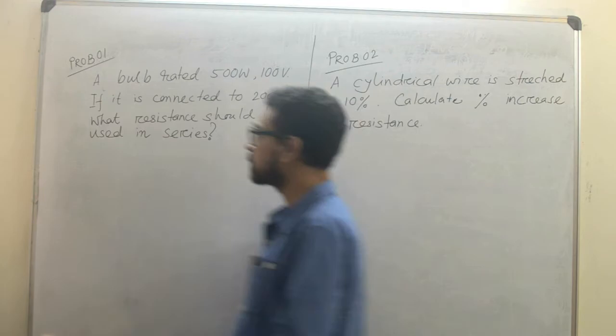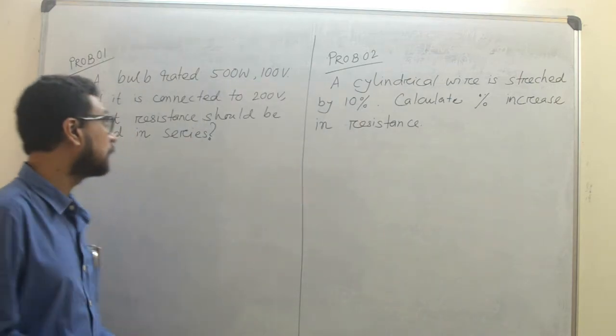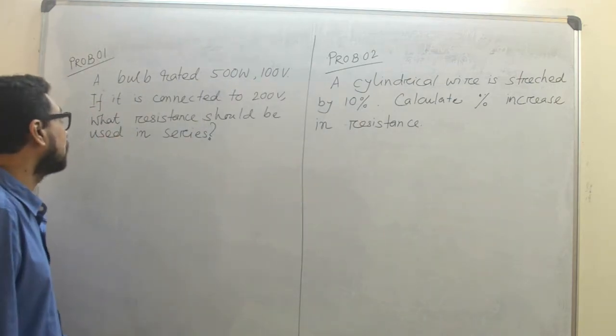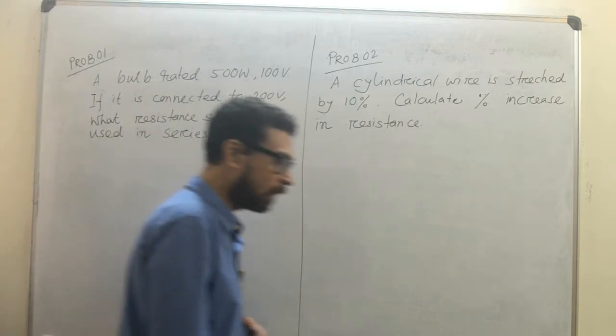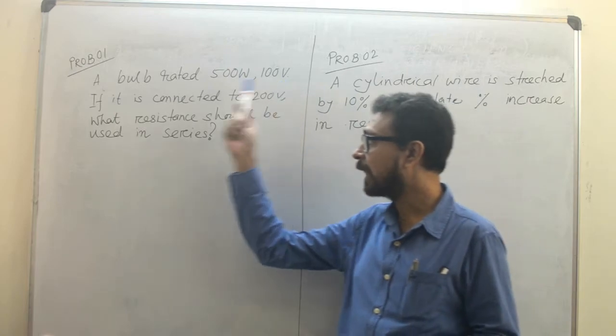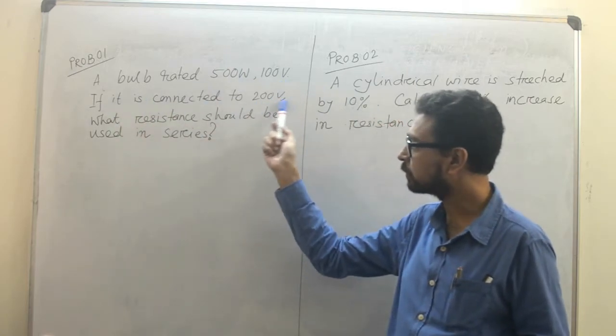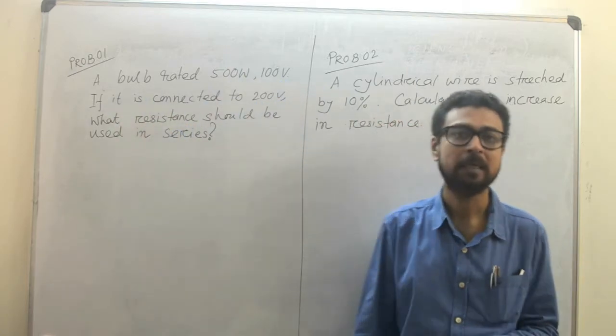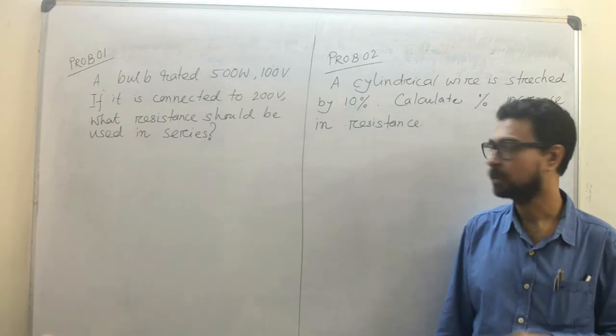Okay, so the first problem here is based on power. A bulb rated 500 watt and 100 volt is given. A bulb rated 500 watt and 100 volt. If it is connected to 200 volt, what resistance should be used in series? This is the question they have asked.